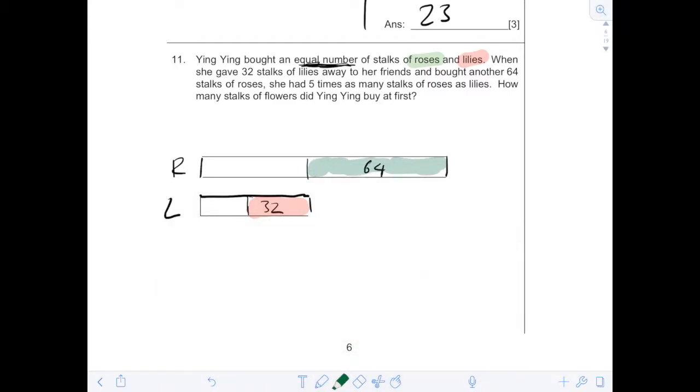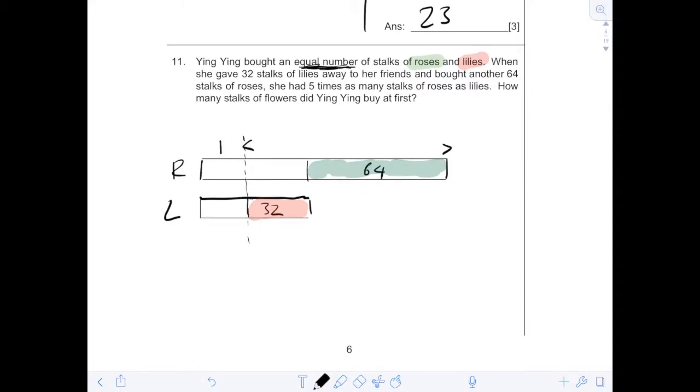Alright, now they say that like this, right? Now it's 5 times as many stalks of roses. So what they're trying to tell you is that after the lilies, you minus off this portion, and then you add the roses on top of 64. The lilies only left this white space over here. This difference here, they're telling you it makes it 5 times, which means this is 1 time, this will be 4 times. 4 units, okay.